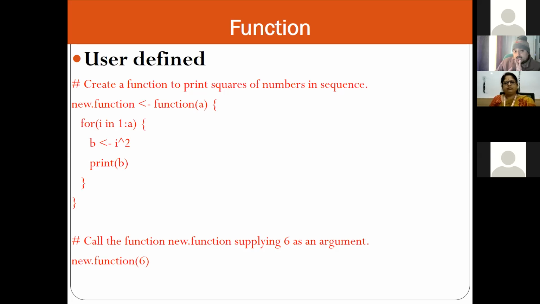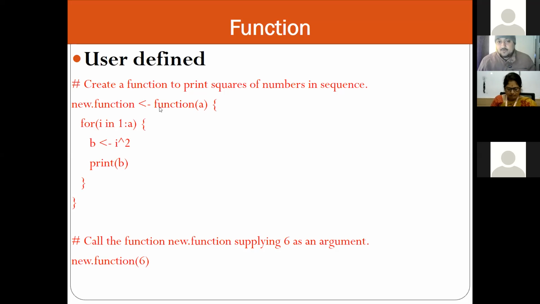Besides these you can also design your own functions. For example, we have to create a function to print the square of a number in a particular sequence. It means that you have to design a function in the R language. For example, the square of 1 is 1, the square of 2 is 4, and so on. When you define your own function, you always have to write new.function.